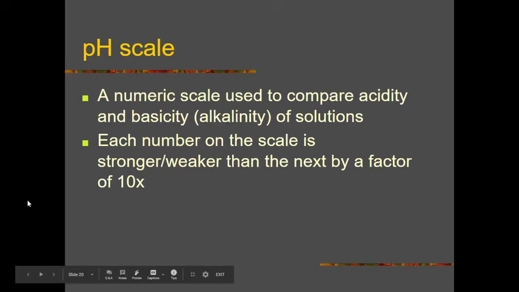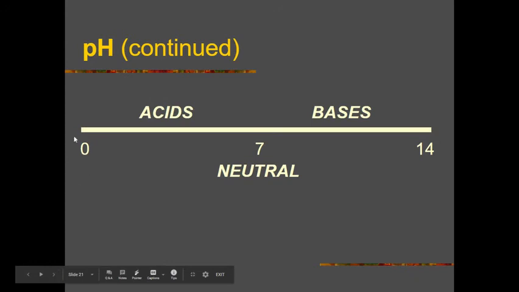The pH scale is a scale that we can use to compare the pH of different substances. The pH scale has these different numbers on it. Each number is stronger or weaker than the next by a factor of 10. So a jump of a number on the pH scale is actually a huge jump. Now the pH scale starts at 0, it ends at 14, and the middle is 7.